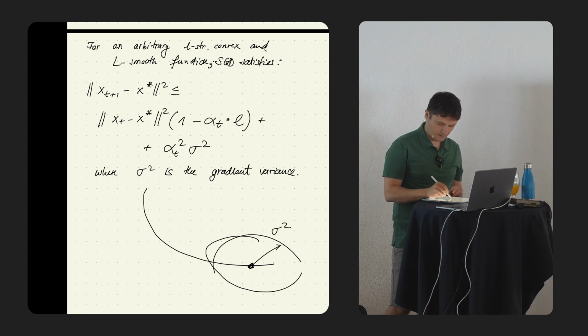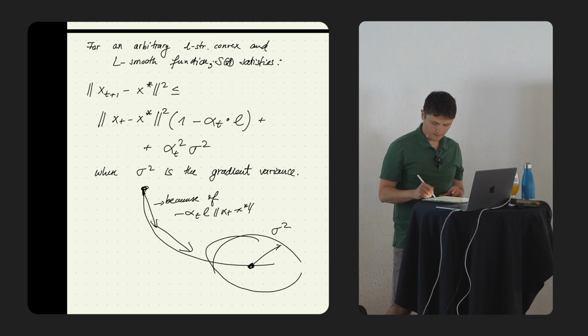So basically, initially, while our loss is large, we take these large steps. This would be because of minus alpha_t L (x_t minus x star), right? And then once we get into this region, we cannot guarantee that we're going to be closer to the optimum because of this variance term, which can throw us around, right? We could just jump around in this ball.